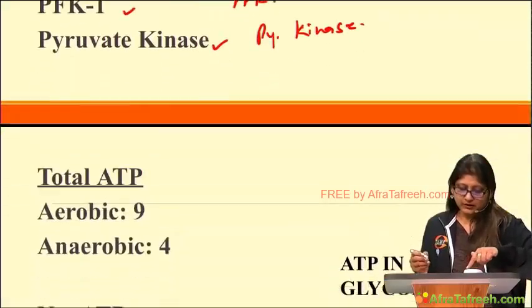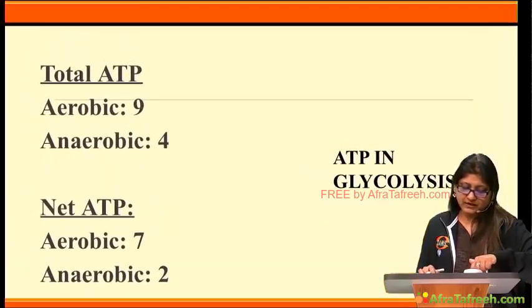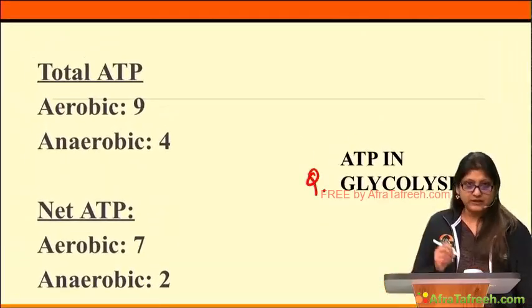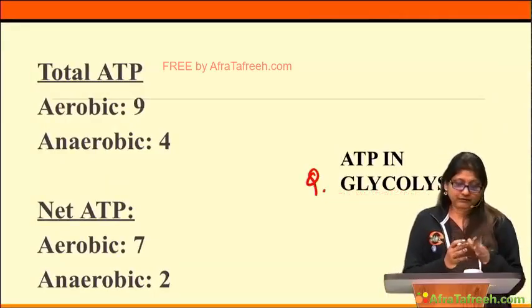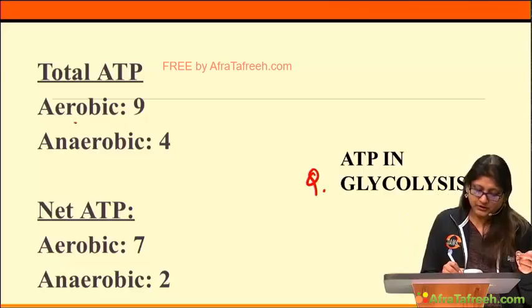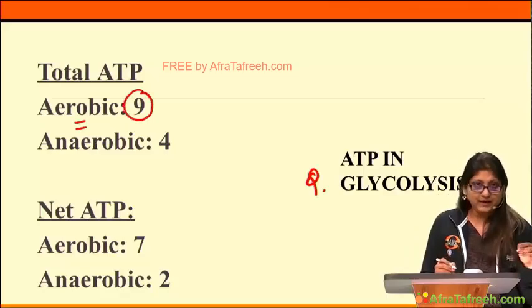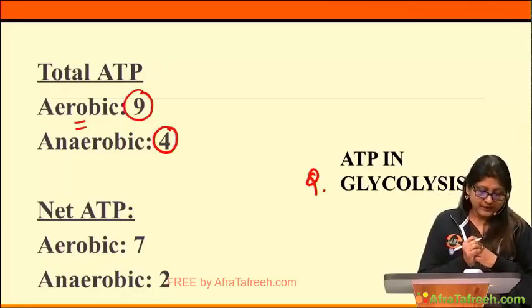And when you're talking about ATP production, that's again a very, very important point. ATP in glycolysis: you must know this table. When we are talking about total ATP production in aerobic condition, it is 9, and in anaerobic condition, the total ATP is 4.